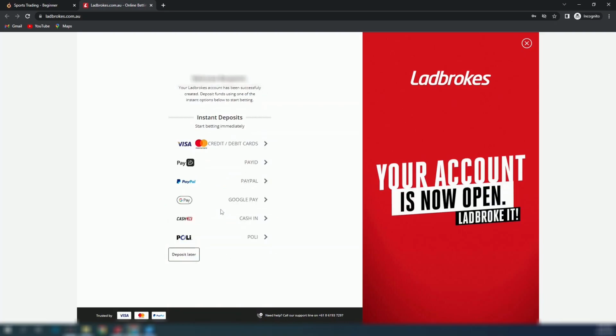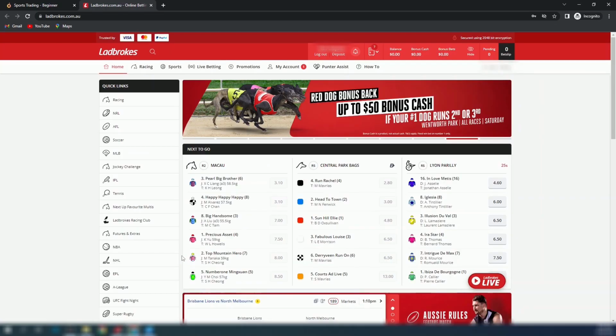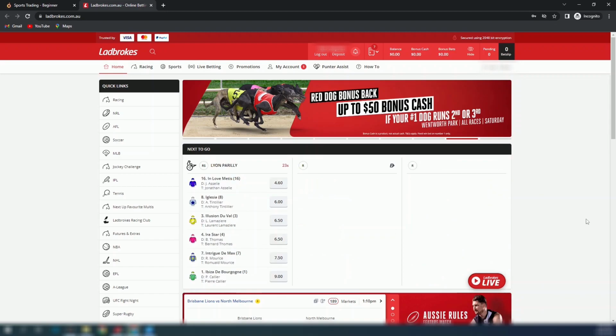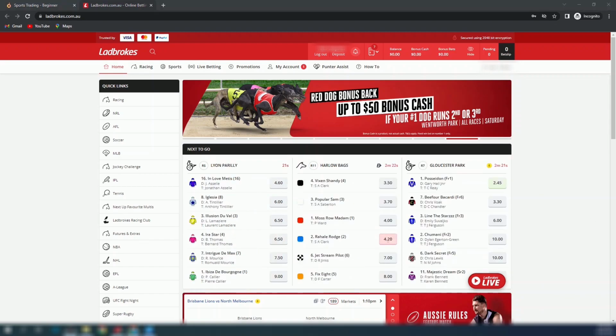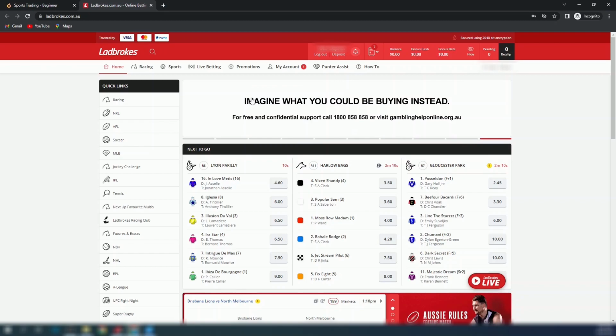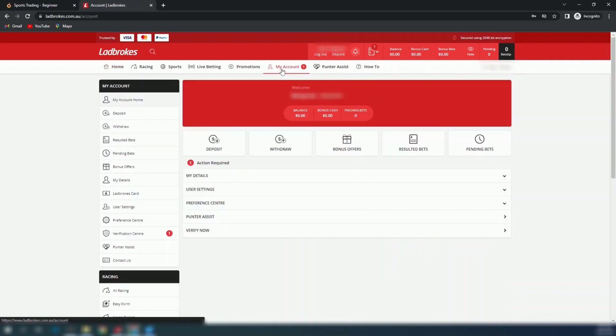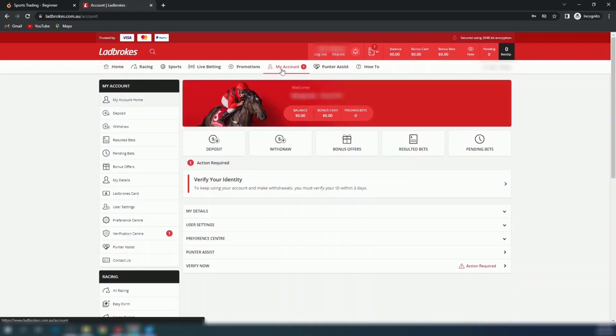And we'll make sure that we click deposit later, because we are yet to verify the account, which is something that we always need to do before we make any deposits into an account. So speaking of that, the first thing we'll do is head over to our account and verify.